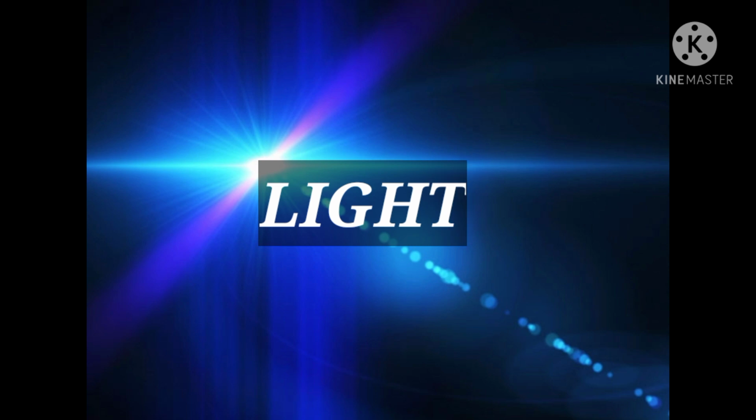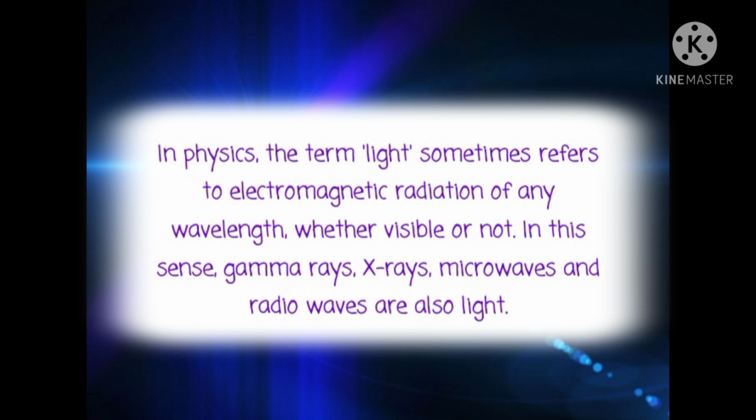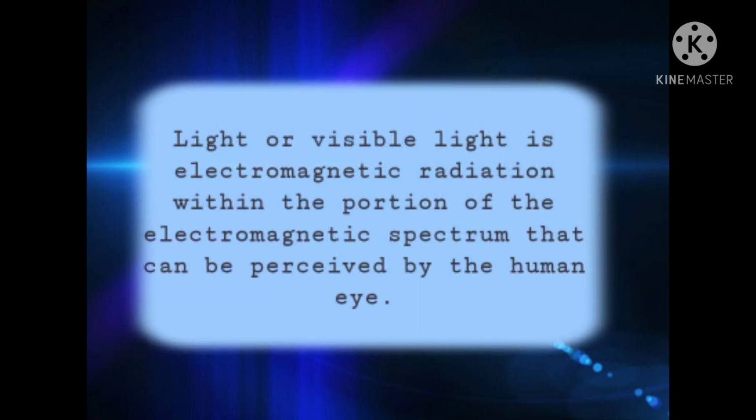Light. The term light sometimes refers to electromagnetic radiation of any wavelength, whether visible or not. In this sense, gamma rays, X-rays, microwaves, and radio waves are also light. Light, or visible light, is electromagnetic radiation within the portion of the electromagnetic spectrum that can be perceived by the human eye.